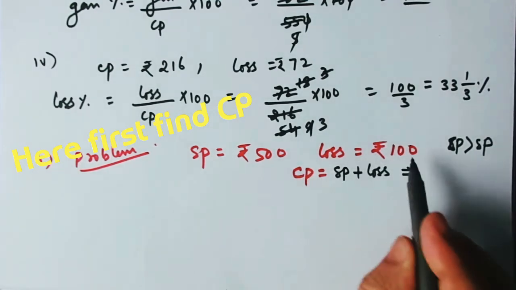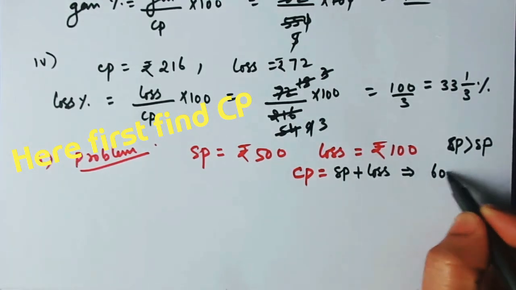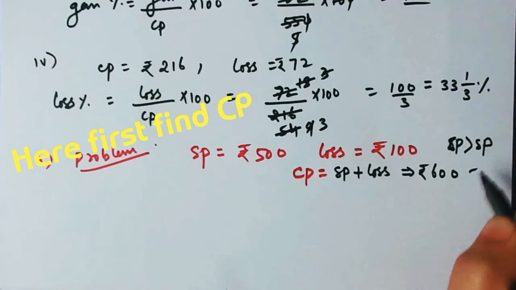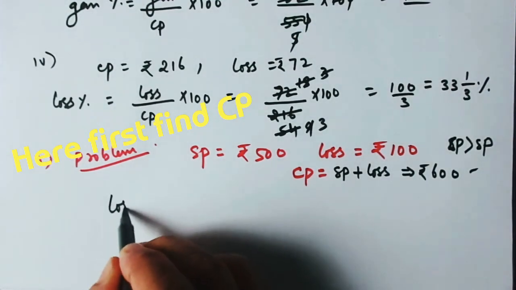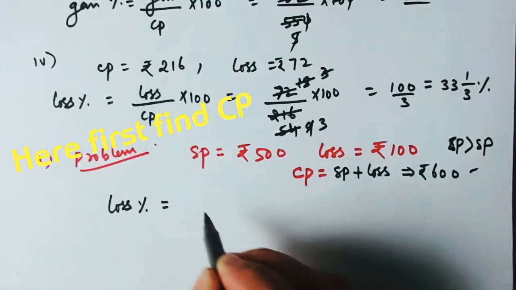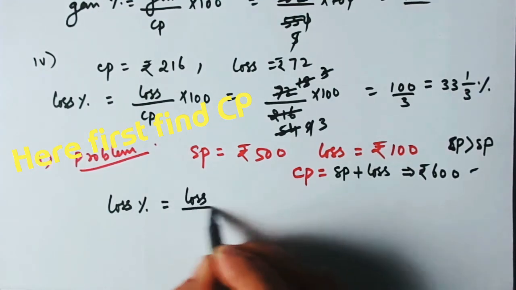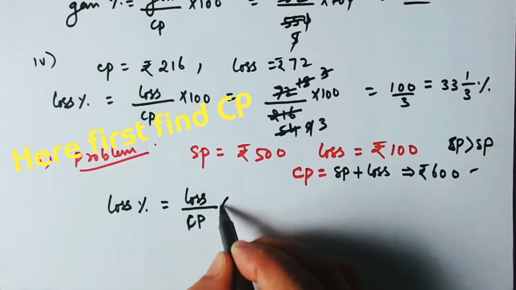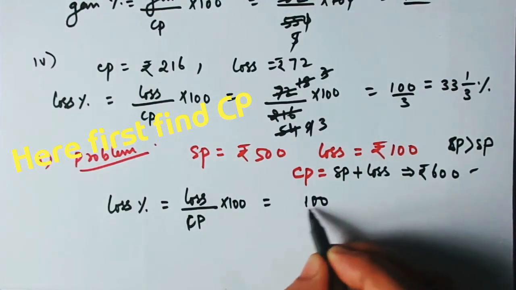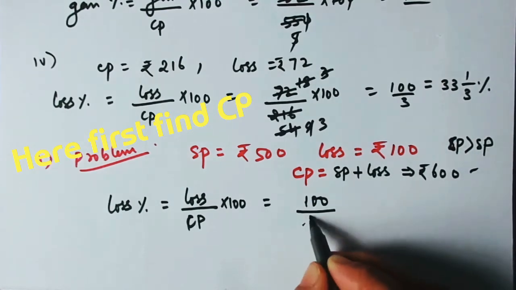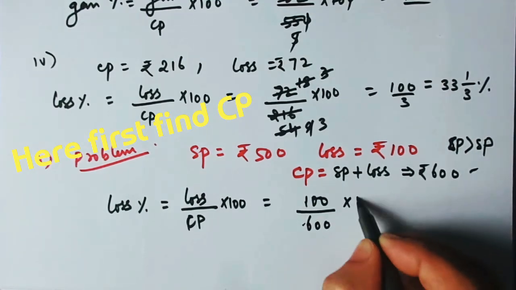Therefore, selling price plus loss will be equal to 600. That is rupees 600 is the cost price. So can't you find out the loss percent now? So loss percent is equal to loss by CP into 100. है कि नहीं? Loss by CP into 100. So loss is equal to how much? Loss is equal to 100. Loss by CP, that is 600 into 100.